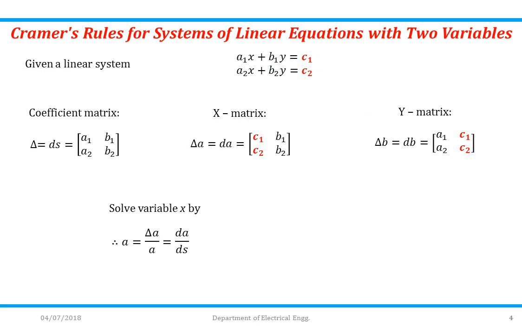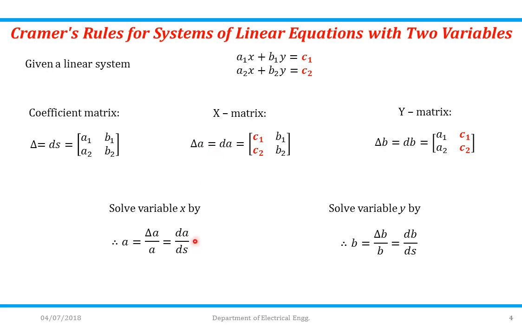So, solve for variable x. The value of constant a is given by delta A upon delta, meaning whatever value comes out from this matrix divided by delta, or dA by ds. Similarly, we can calculate the value of b for variable y, which is b equal to delta B upon delta, that is equal to dB upon ds.